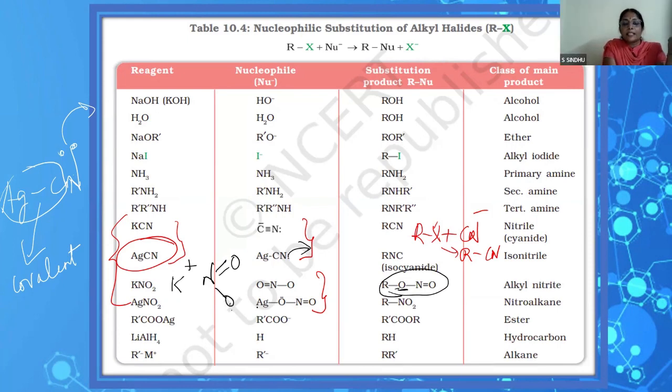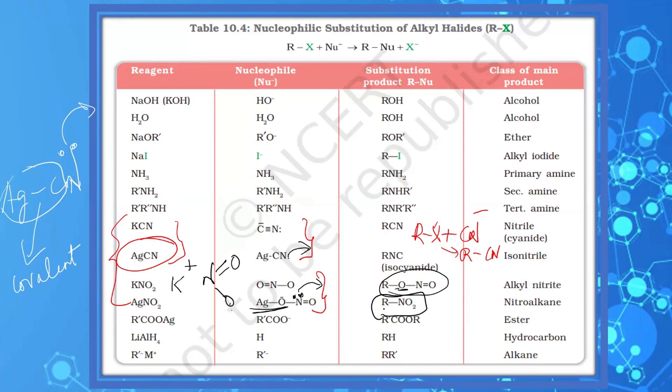forming alkyl nitrite. Whereas in silver nitrite, the Ag bond is a covalent bond, so it will not ionize. So in that case, the carbon bonds to the ONO part through the lone pair on nitrogen, and thereby we are getting RNO2, with R bonded to N. Compounds with the carbon bonded to N are named nitroalkanes.